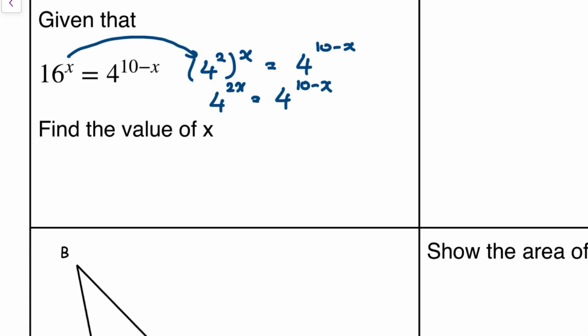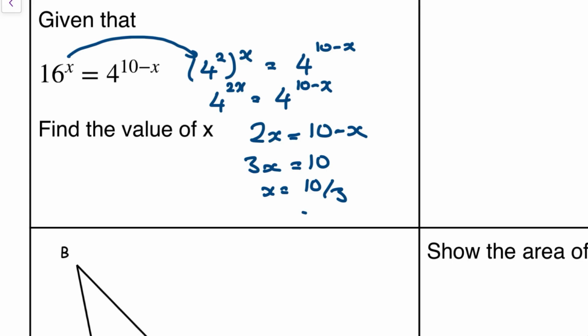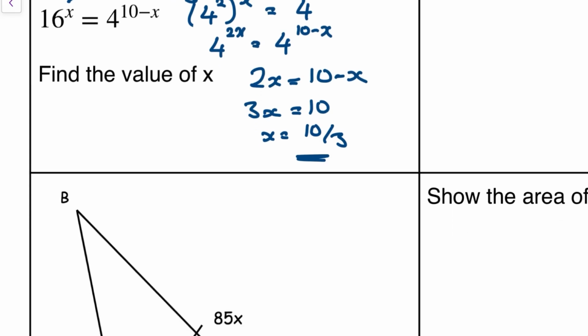Because my base values are equal, it must therefore be true that 2x is equal to 10 minus x, which means that x is equal to, well, add x to both sides, I've got 3x equals 10, and so therefore x equals 10 over 3. It looked a lot worse than it was, didn't it? So therefore x equals 10 over 3. Well done if you got that.